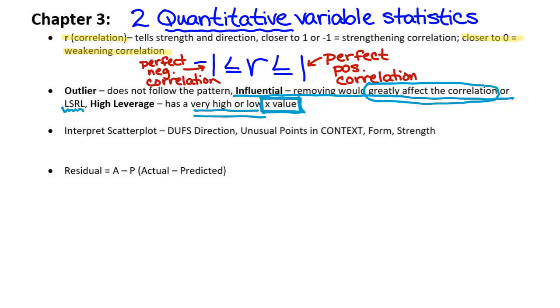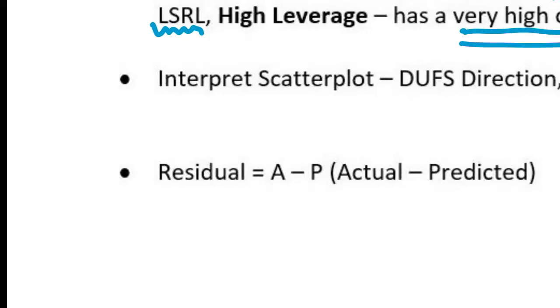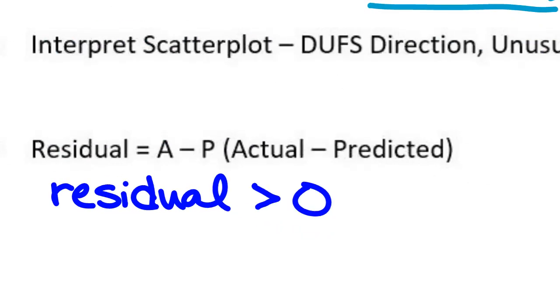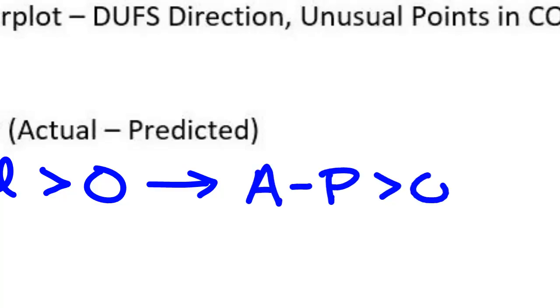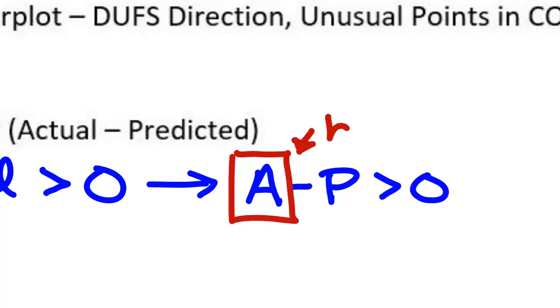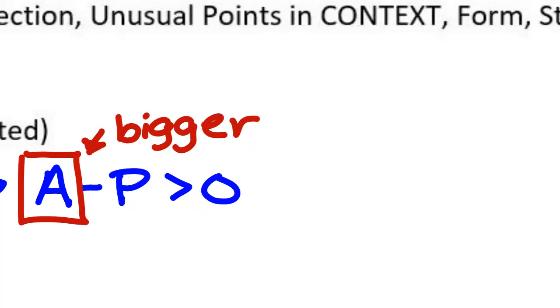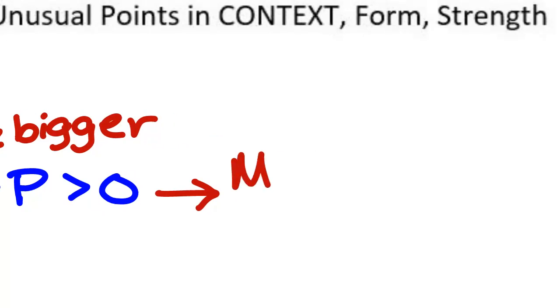Residual, A minus P, actual minus predicted. If we have a residual that is greater than 0, actual minus predicted is greater than 0, then our actual is bigger. And so the model underestimates. If the actual is bigger, the model underestimates.